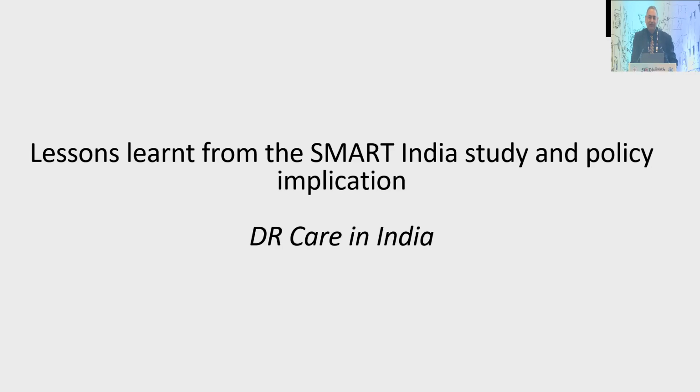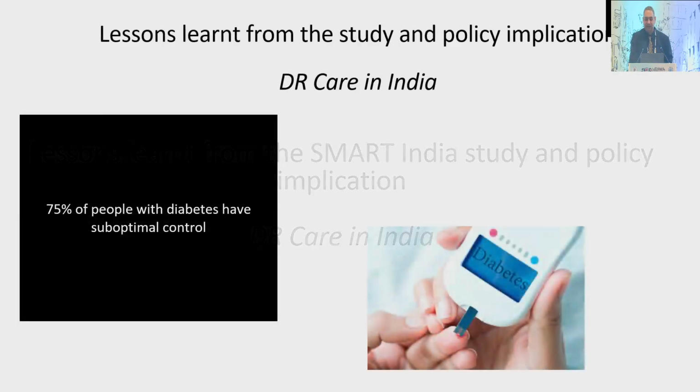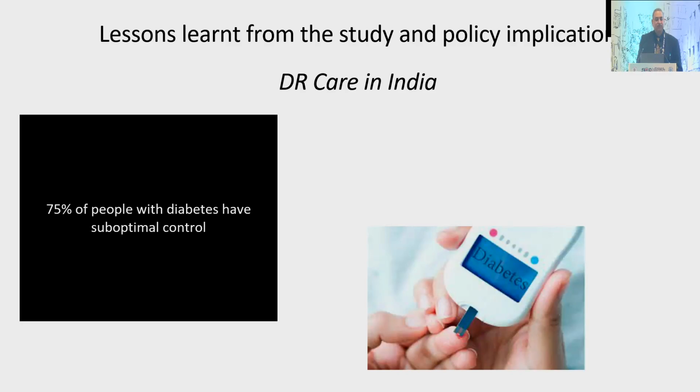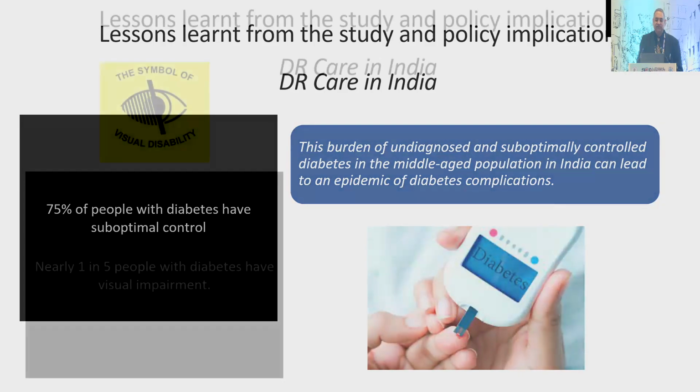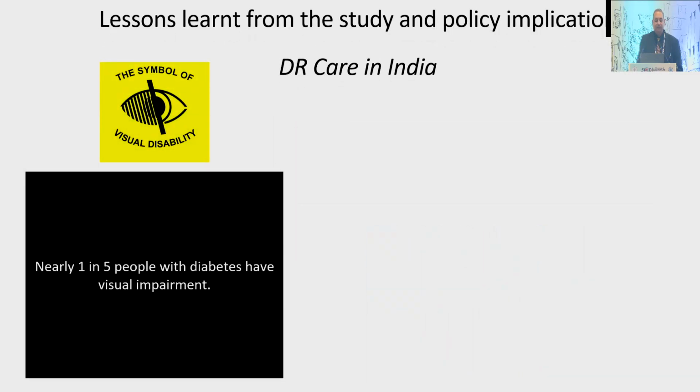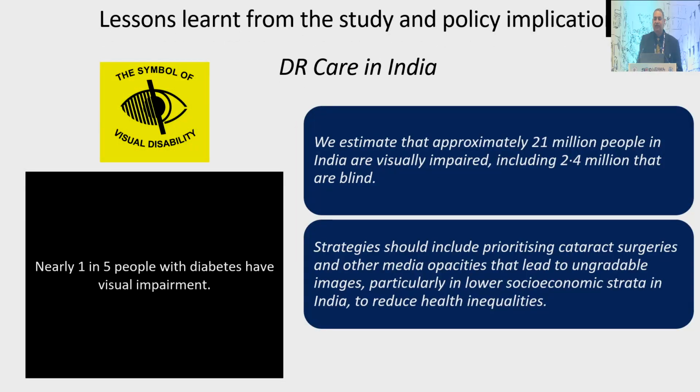This is just to summarize. I'm not going into individual epidemiological risk factors, but summarizing the lessons we have learned and what the possible policy implications can be. As I told you, 75% of the people have suboptimal control, and definitely we need to address this in some way. 1 in 5 people have visual impairment, and we have so many blind people, and we still need to prioritize cataract surgery.